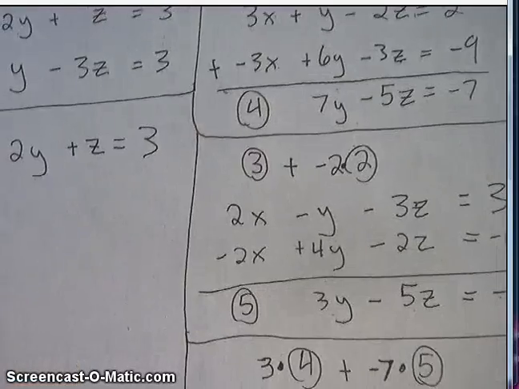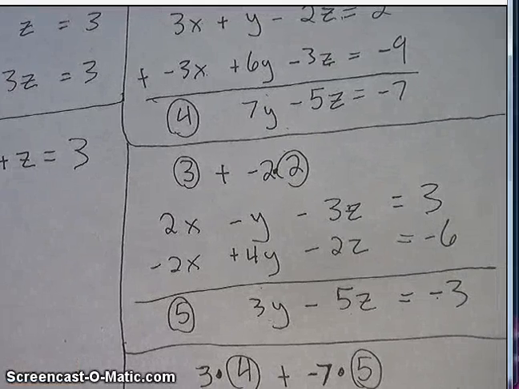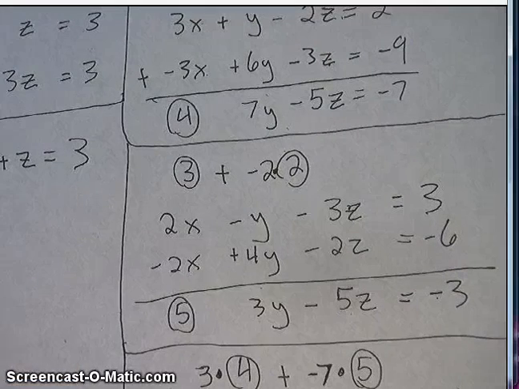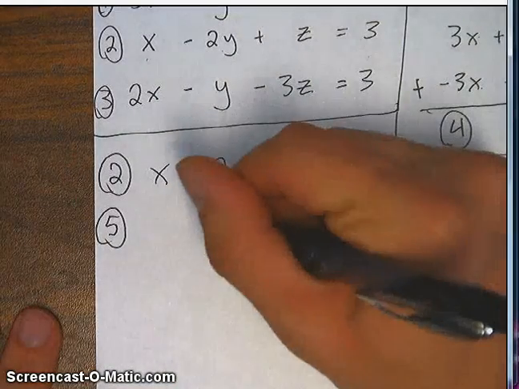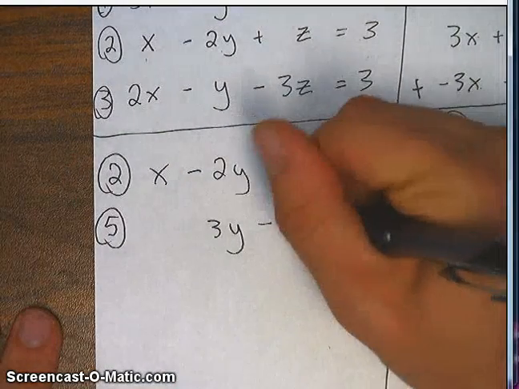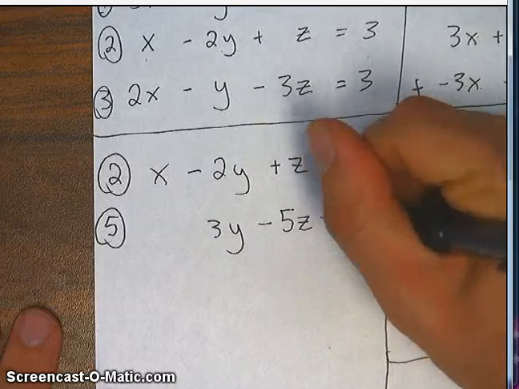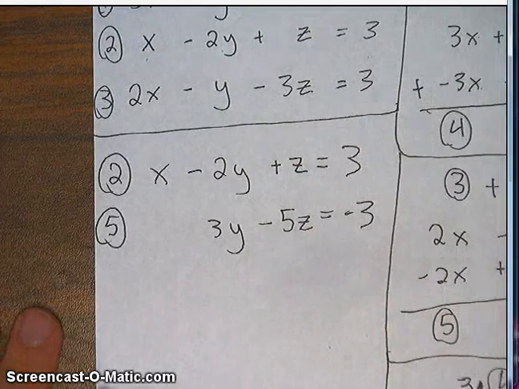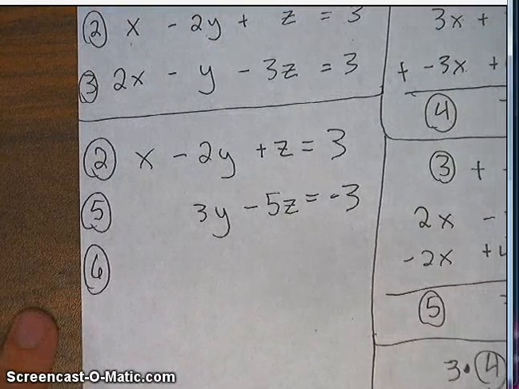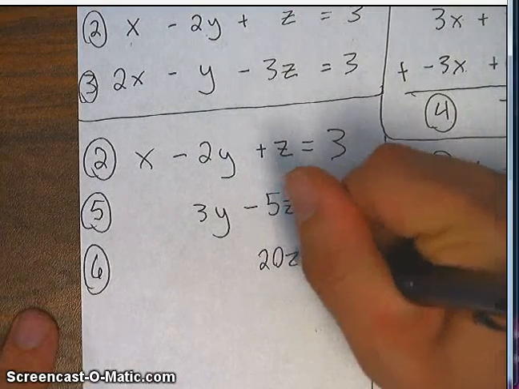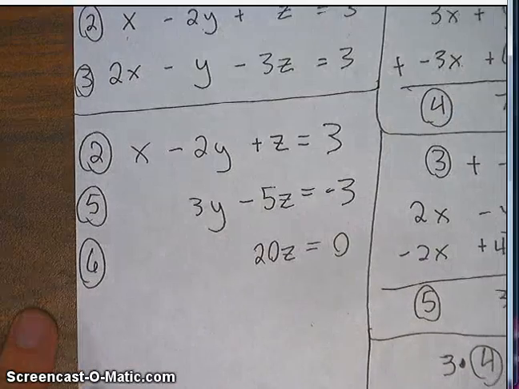And then we need to choose between 4 and 5. Which one of those looks prettier? I'm kind of thinking it's equation number 5. So I'm going to bring equation 5 over here. 3y minus 5z equals negative 3. And then you need to use equation 6 every single time, which in this case is just 20z equals 0.